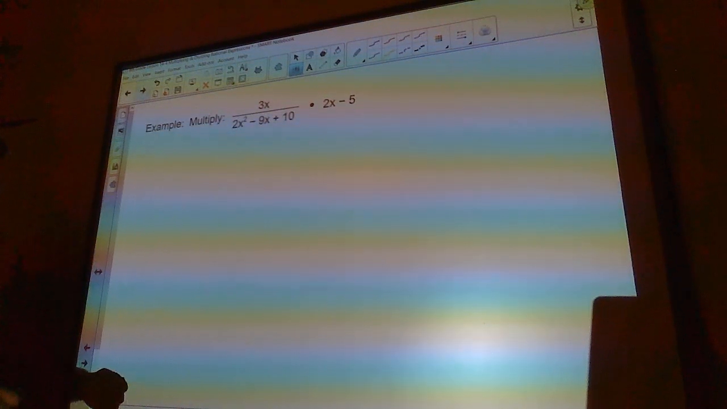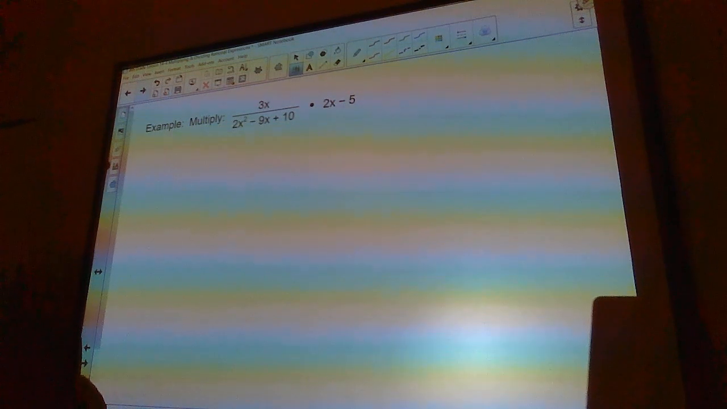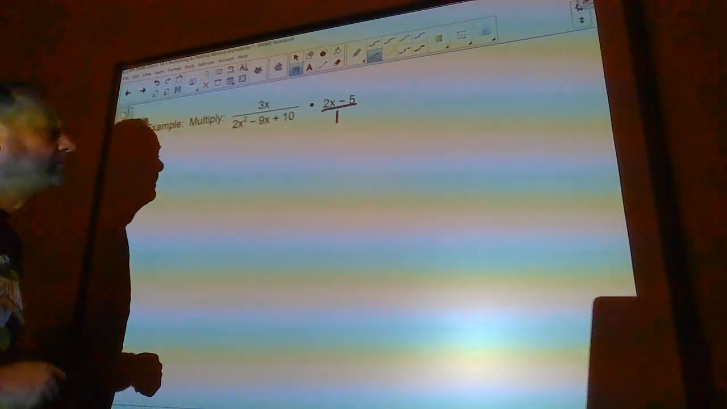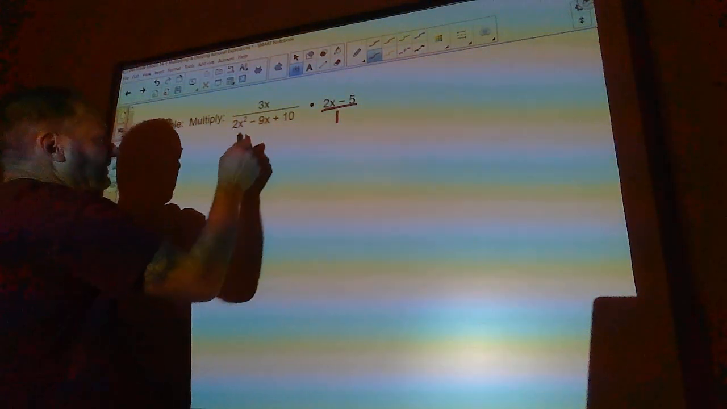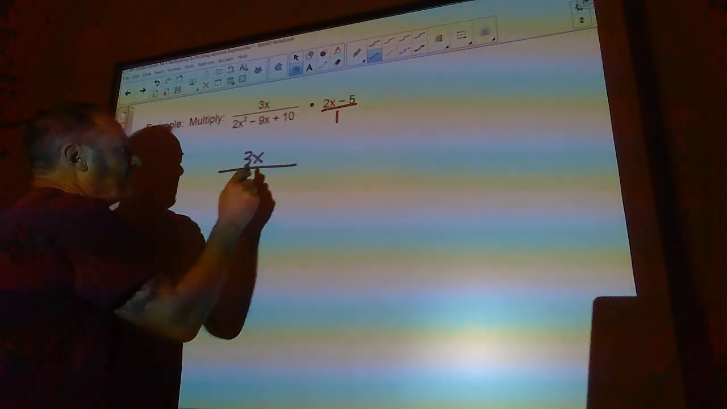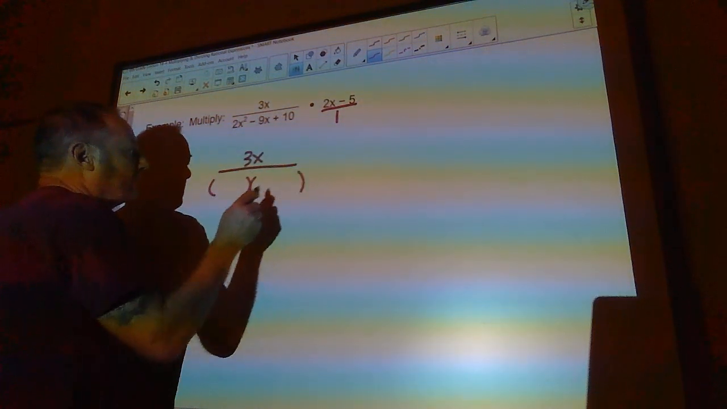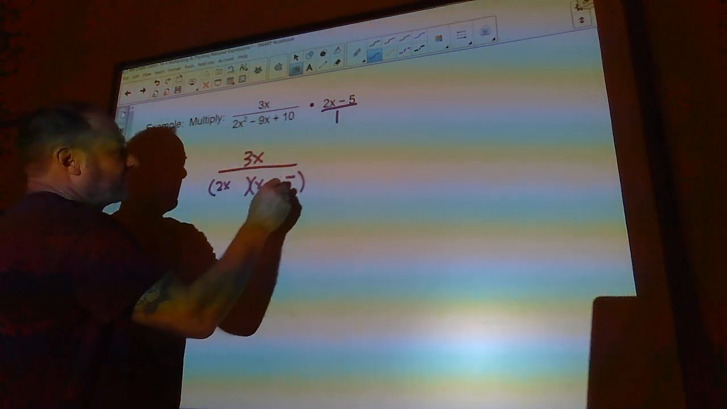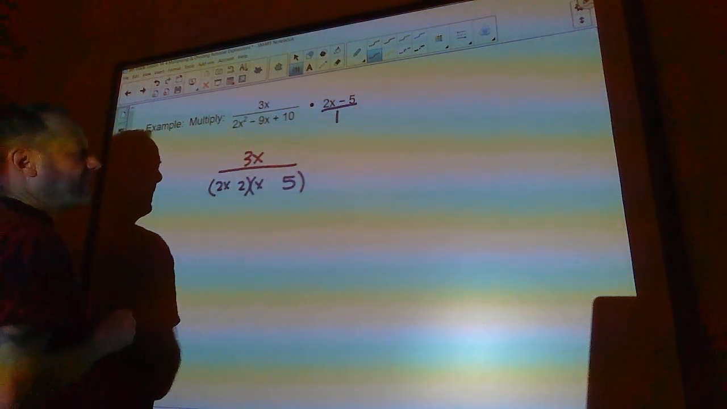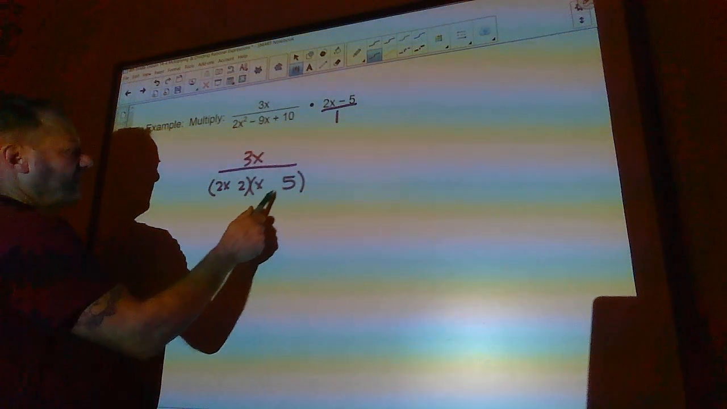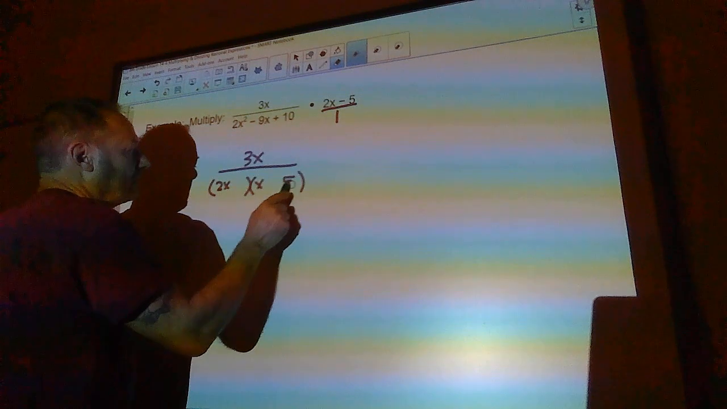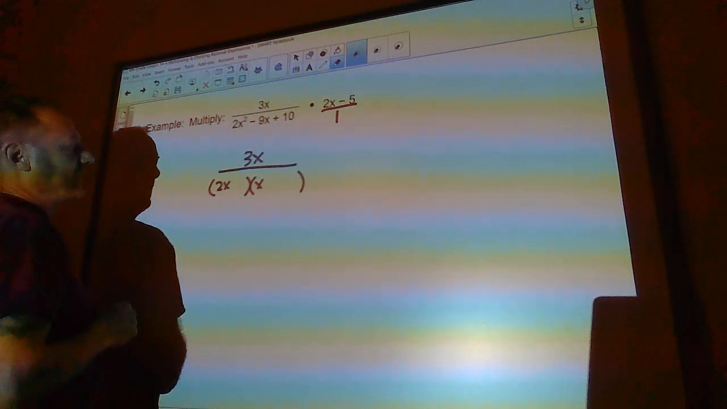Okay, moving right along. 3x over 2x squared minus 9x plus 10 times 2x minus 5. Okay, so the first thing I'm going to do is put this over 1. And I'm also going to factor this here if I can. All right, so I got 2x and I got x. I'm going to go with 5 and 2. Let's see, what does that do? That gives me 10 and 2. Now that makes 8. That's not going to work. I need to make a 9.